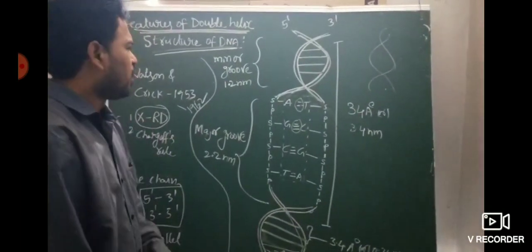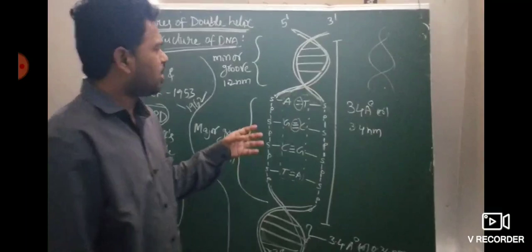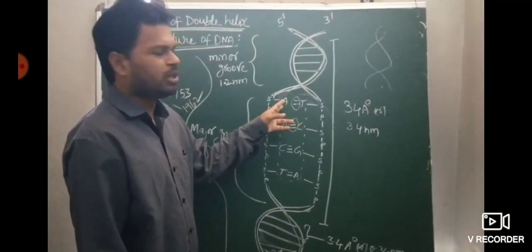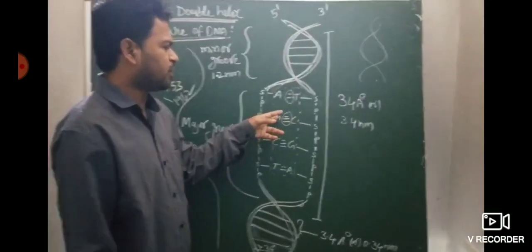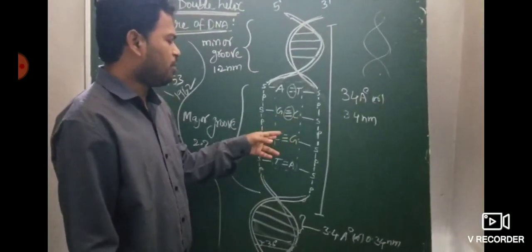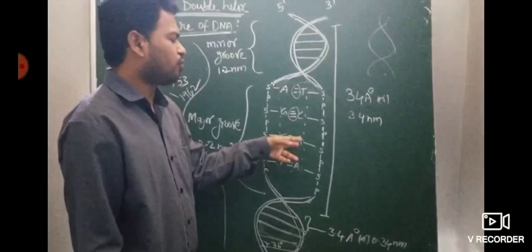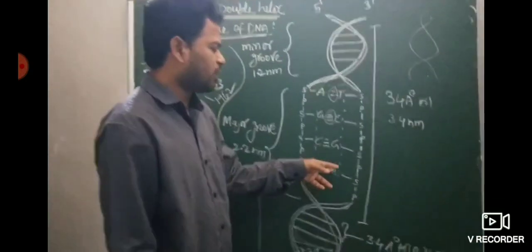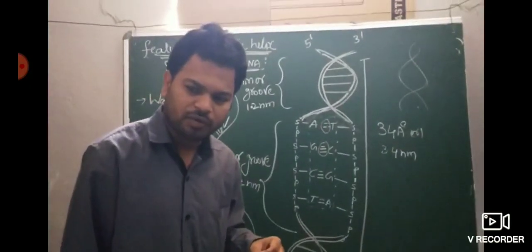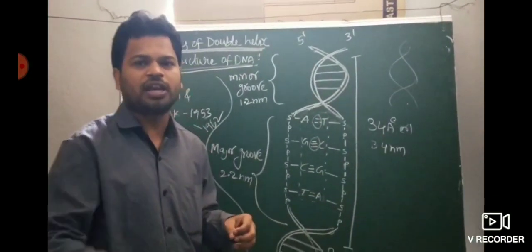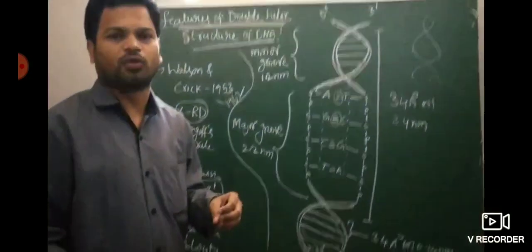Then according to Chargaff's rule, how much adenine is present? The same amount of thymine is present. How much guanine is present? The same amount of cytosine is present. How much cytosine is present? The same amount of guanine is present. How much thymine is there? The same amount of adenine is there. So features of the double helix structure of DNA, they follow the Chargaff rule.